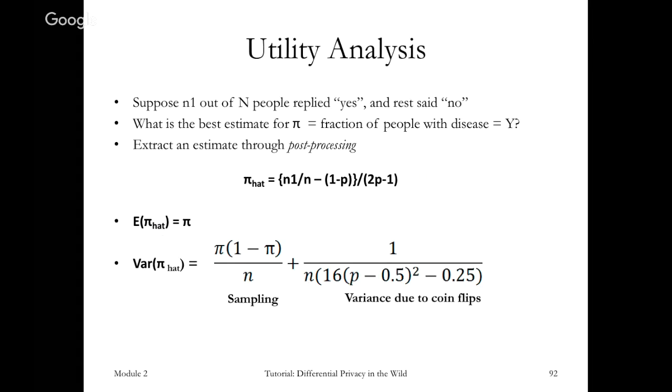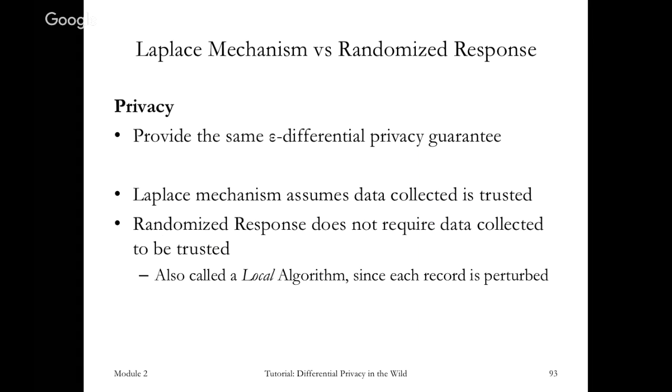Let's see, I should move along here. Okay, so now we have a couple of different techniques. We might want to think about comparing the Laplace mechanism to randomized response. They both provide the epsilon differential privacy guarantee, but they are different in a few different ways.